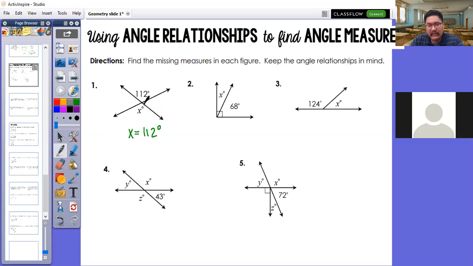All right, let's see, moving on to number two. For number two, what do we have here? Well, we have a larger angle, which is the two added together, both angles put together make a 90-degree angle. So since they're a 90-degree angle, they have to add up to 90 degrees. Now we have two angles. We have the smaller one that they just call X, and then we have this larger one, which is called 68. So how much would this be?